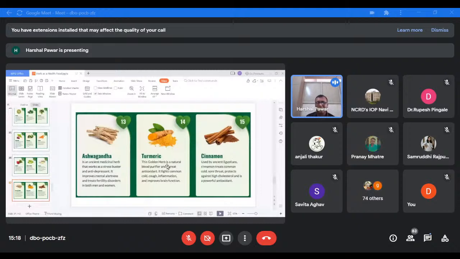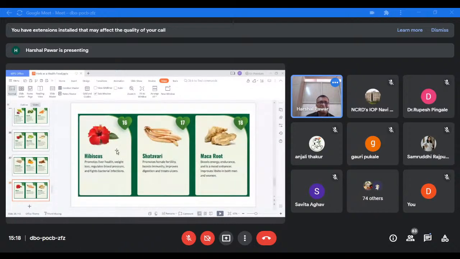So curcumin, one of the important constituents, has a very good antioxidant property. It also has other health benefits. It improves your brain function. It is good in cases of those who are suffering from depression. Right? Cinnamon, this is one more good antioxidant drug. Hibiscus, this drug also regulates your blood pressure, and it also improves your liver health, right? Shatavari, it promotes female fertility. This is one more immunity boosting drug.